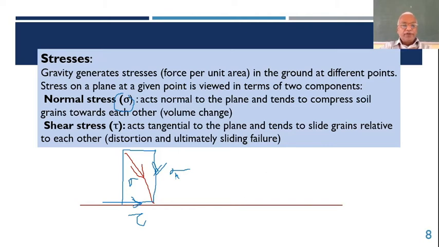Here we are considering two surfaces which are in contact. Now if I say one particle is like that, another particle is like that, and you are trying to push this off, there is some intergranular pressure acting, which we call effective stress. As you try to move it off, there will be shearing resistance. Shear stress, represented by tau, acts tangential to the plane and tends to slide the grains relative to each other. Distortion and ultimately sliding failure occurs. That's how it is.